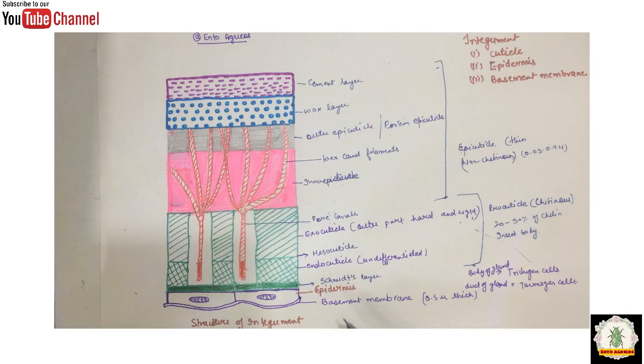Also, as I have already told, the epidermis has rough endoplasmic reticulum, Golgi complex and pigment granules, so they provide color to the insect body. So friends, this was all about the structure of the integument and the functions of the cuticle, and these were the various parts of the cuticle, epidermis and the basement membrane.